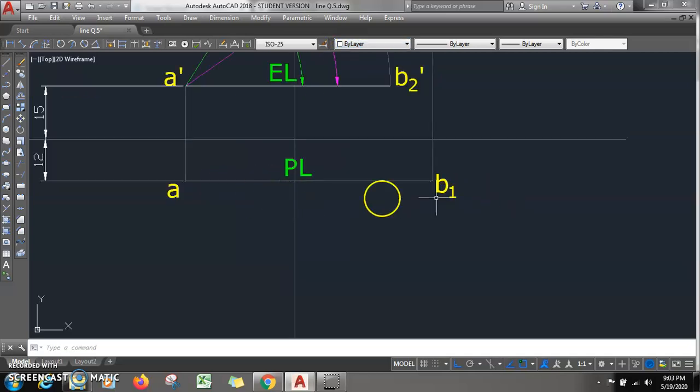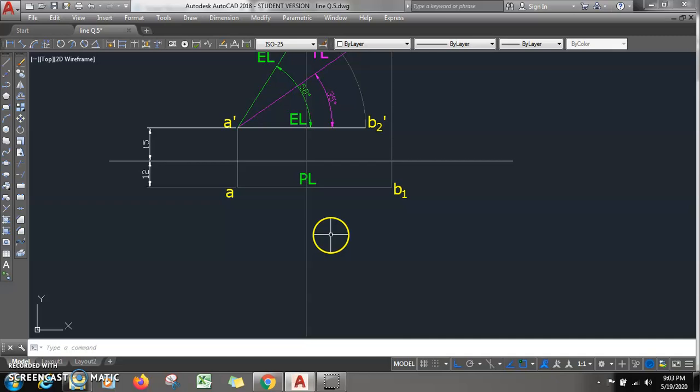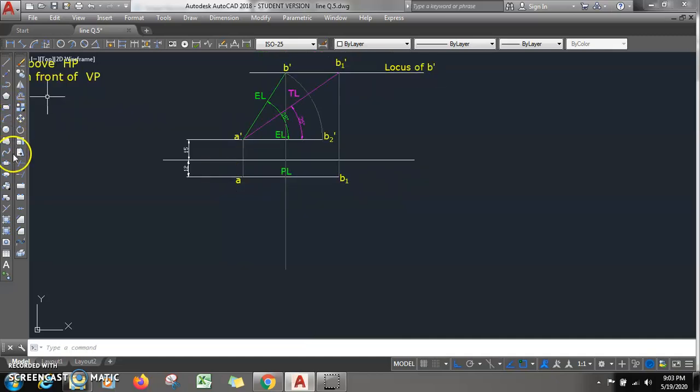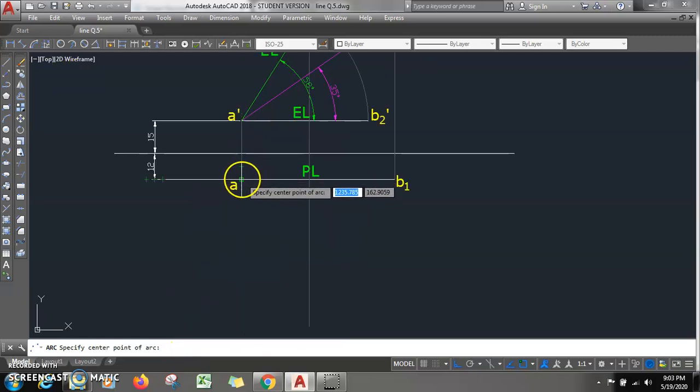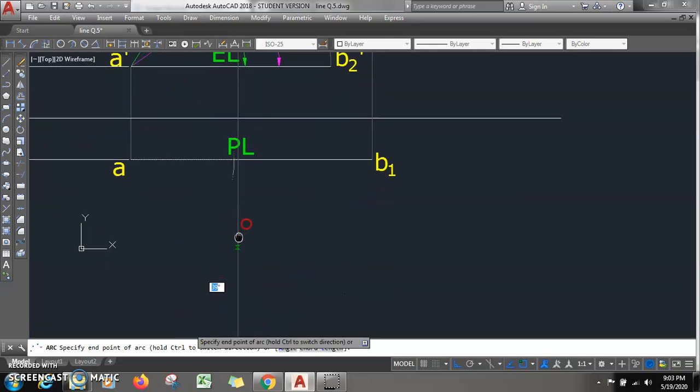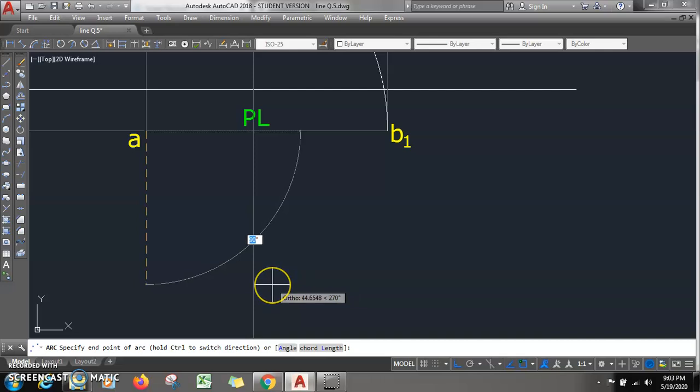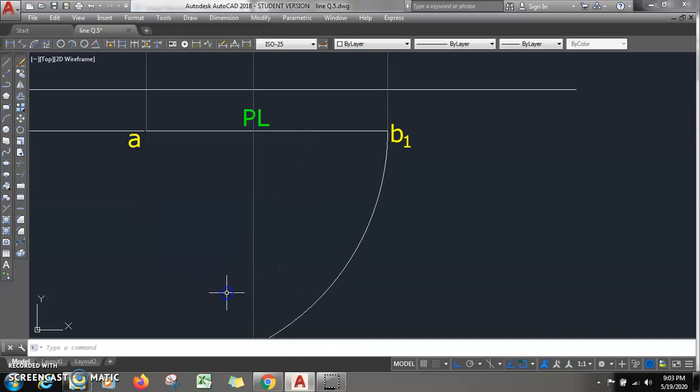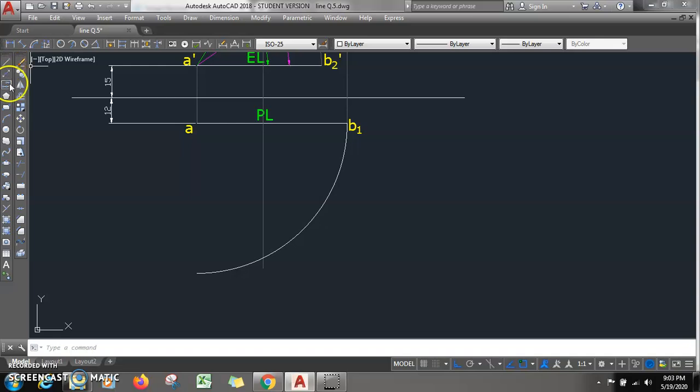In the top view you have the plan length, the length of the top view. Taking a point as center and plan length as radius, if you draw an arc you will get point B. So again, take A as the center and A b1 as the radius, and draw the arc. So this is my arc. The axis line I can trim. Show it by a faint line.